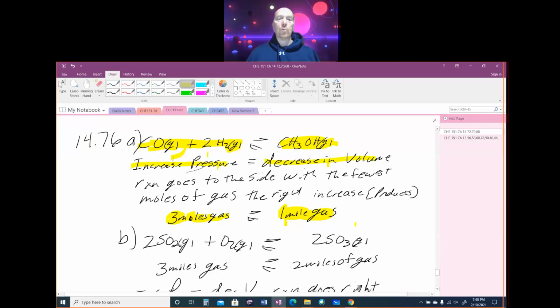All right, and so what you would do to make this reaction go to the right is you would increase the pressure, which will decrease the volume, and this reaction will go to the side with the fewer moles of gas. And in this case, it would go to the right.